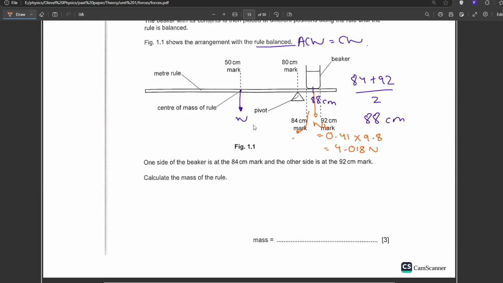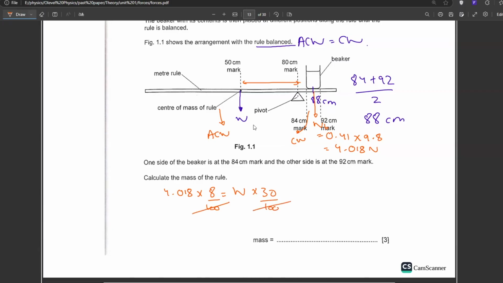Okay, so this beaker weight is causing a moment in which direction? It is causing a moment in the clockwise direction. So force is 4.018 Newton multiplied by the distance, that is 8 centimeter. And this weight of the ruler is causing a moment in which direction? Anti-clockwise direction. Weight multiplied by this distance, 50 to 80, that is 30 centimeter. You might notice that I haven't converted centimeters to meters, neither 8 centimeters nor 30 centimeters, because the units will cancel out. Let's say I divide by 100, they will cancel out.